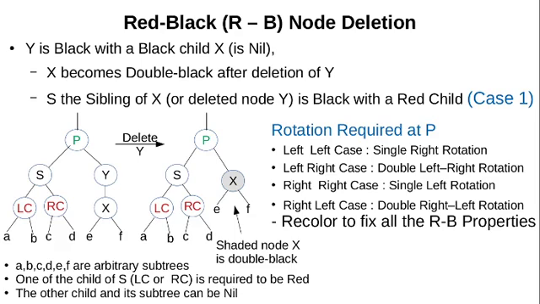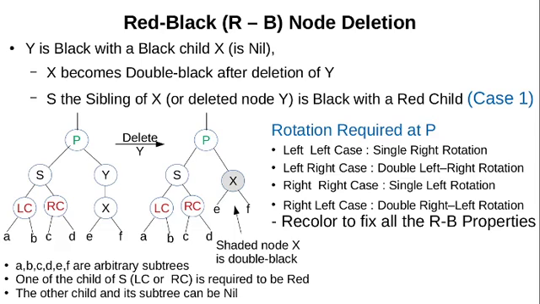When S is the right child of P and the red node RC is the right child of S, it is a right-right case and a single left rotation at P is required. Finally, when S is the right child of P and red node LC is the left child of S, it is the right-left case and a double right-left rotation at P is required.